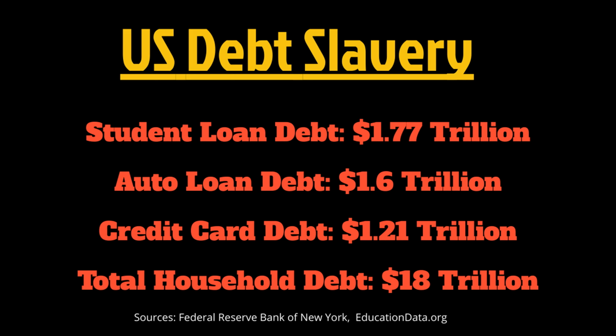When prices go up and people cannot afford to buy things, they tend to use credit to purchase those commodities. Commodities such as housing, education, automobiles, and everyday purchases. And we see how bad things have gotten by the extreme levels of debt in America right now. For example, current student loan debt in America is $1.7 trillion. Auto loans, $1.6 trillion. Credit card debt, $1.2 trillion. And total household debt in America, over $18 trillion.